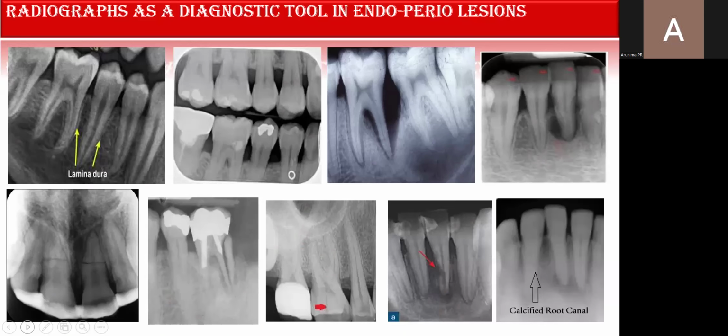So this is very important, as I mentioned. Radiographs are an adjunct diagnostic tool. You cannot come to a final diagnosis without the help of a radiograph. You can either use an IOPA or a bitewing, or in a suspected case where you find there may be any fracture, I advise you to go for CBCT.